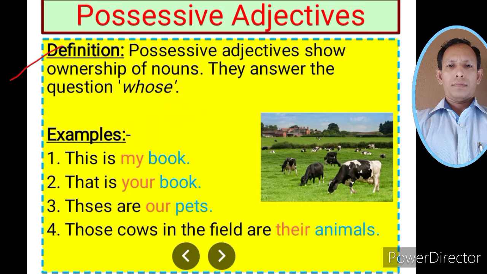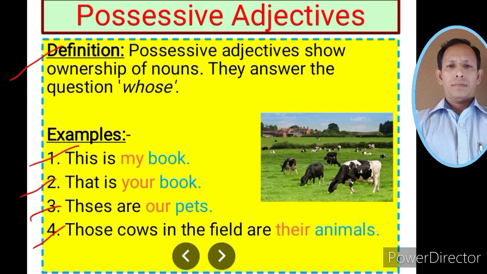Possessive adjectives show ownership and they answer the question whose. Let us ask the questions in the sentences given below. The first sentence is: this is my book. The second sentence is: that is your book. The third sentence is: these are our pets. And the fourth sentence is: those cows in the field are their animals. Now you understand the nouns are given in blue color.